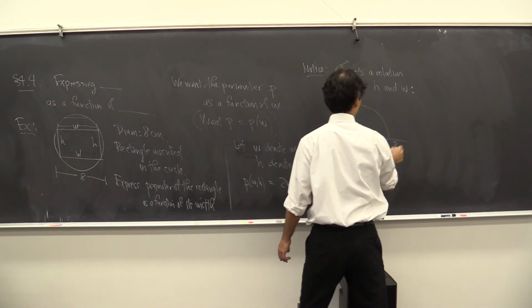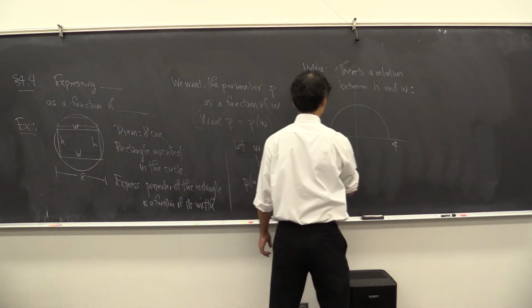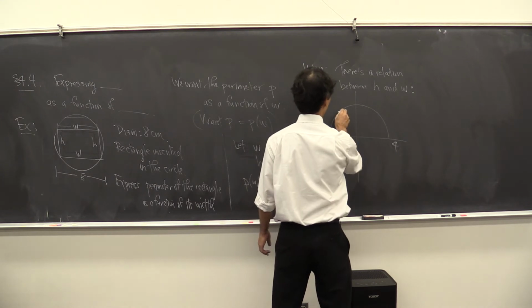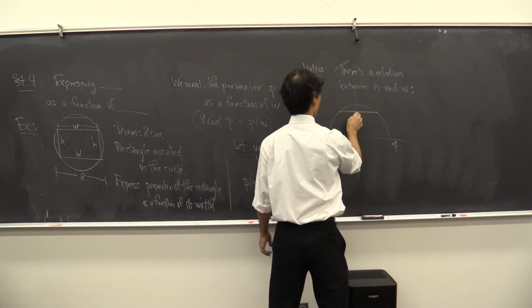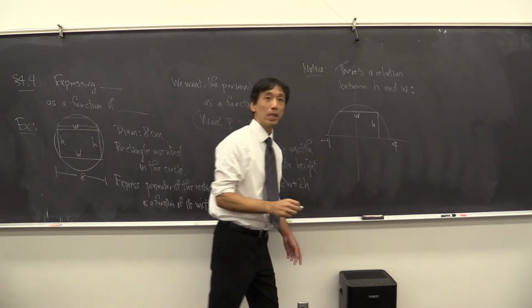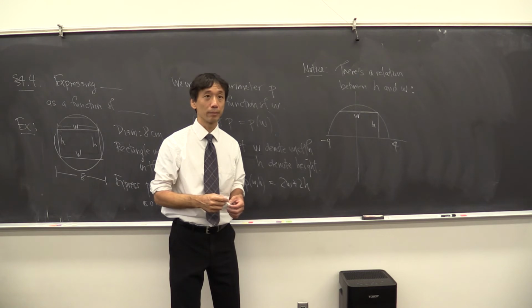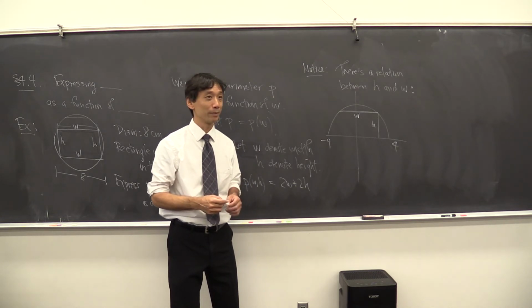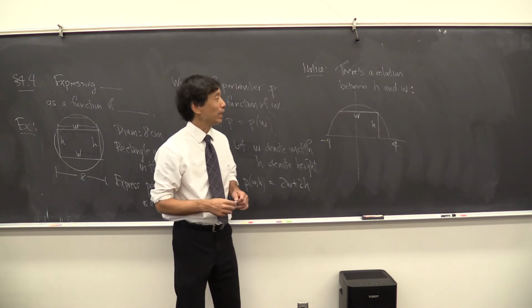So this is 4, because the diameter is 8. And this thing here is W. This is W, and this is H. Does anybody see the relation between W and H? Lisa? It's half of what H is?